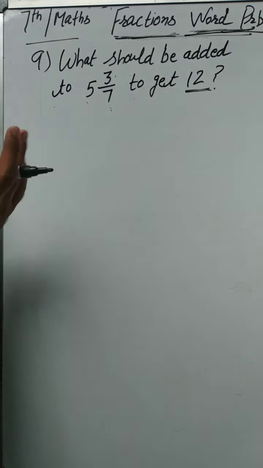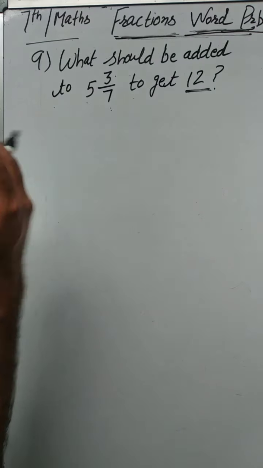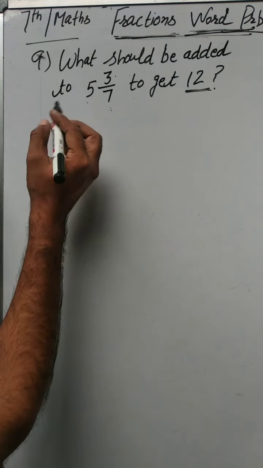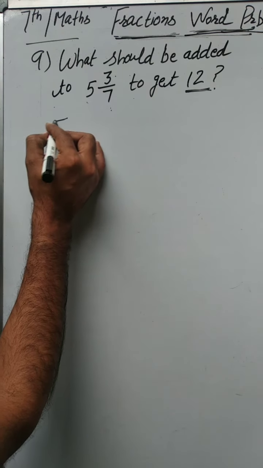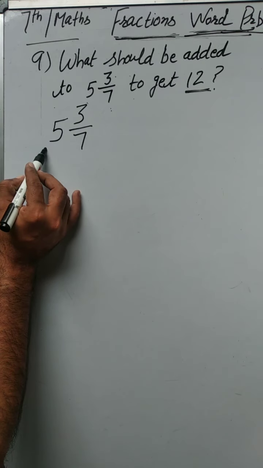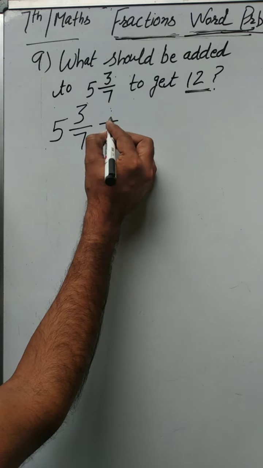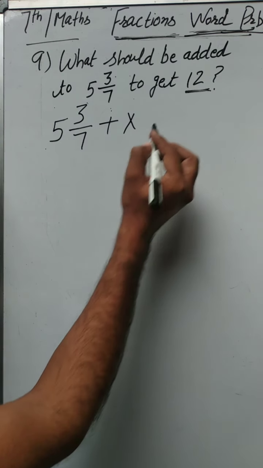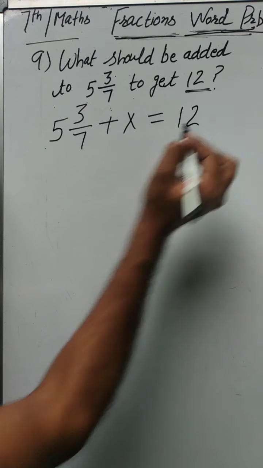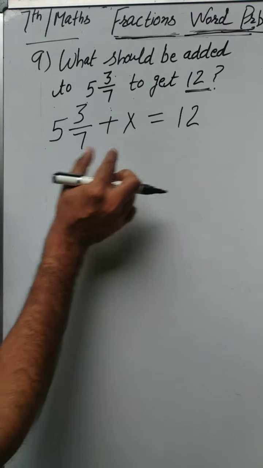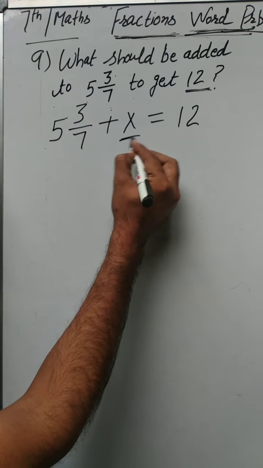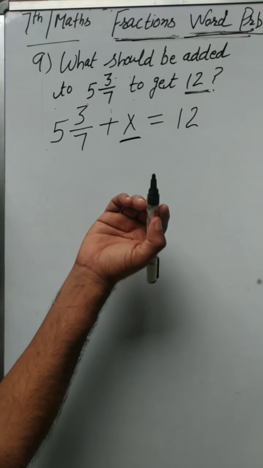So first of all, beta, convert this word problem into a mathematical expression. Then you can easily solve. Now suppose I add x in 5 and 3/7. I add x to get 12. So simply I add x in 5 and 3/7. Means I want to find x. I have to find x now.